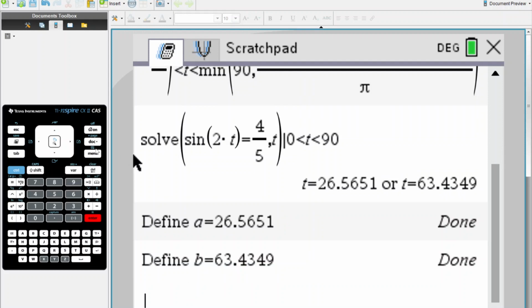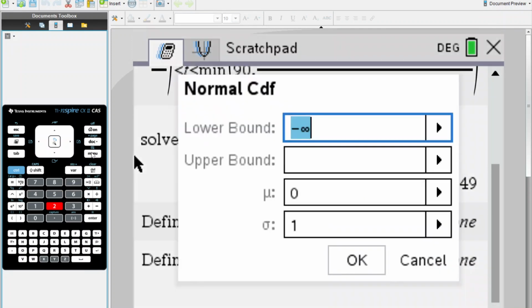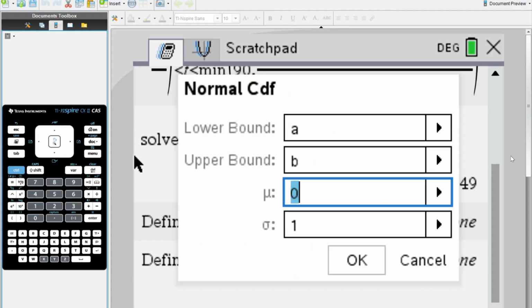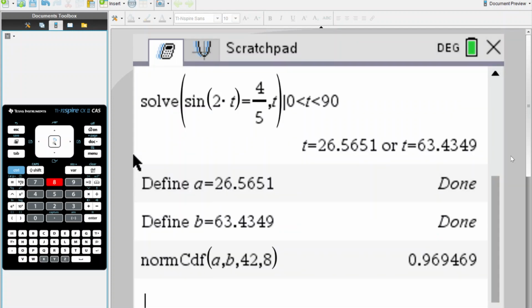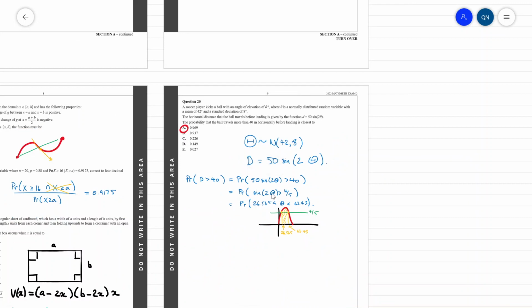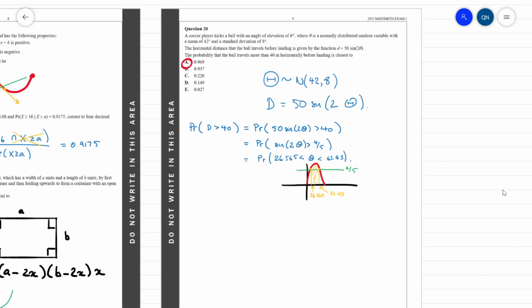Now if I go to menu 5 5 normal, which is 2, menu 5 5 2, my lower bound I can just type in A, my upper bound I can just type in B. And what's the mean? I believe it was 42. Yeah, 42, and the standard deviation is precisely 8. Click enter, and 0.969, which is obviously going to be option A. So you just have to transform your random variable for this one and rewrite it in terms of a random variable you know. That's pretty much it.